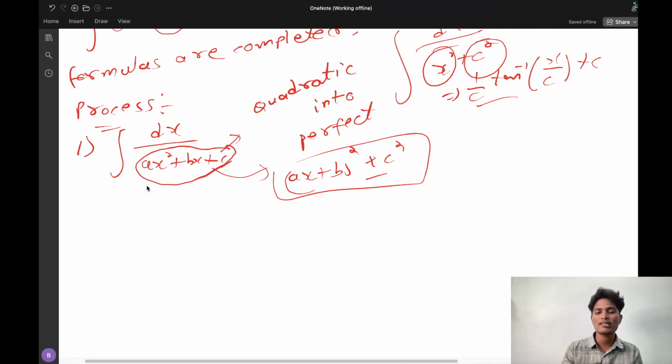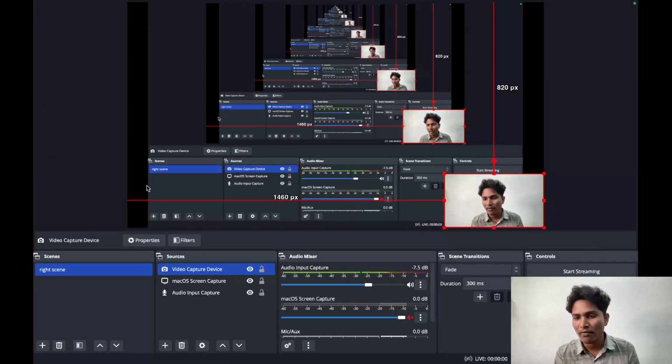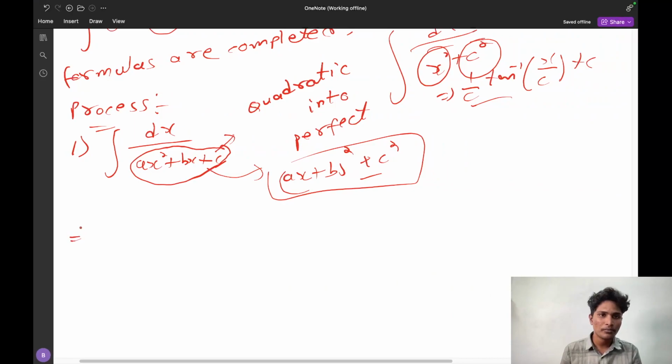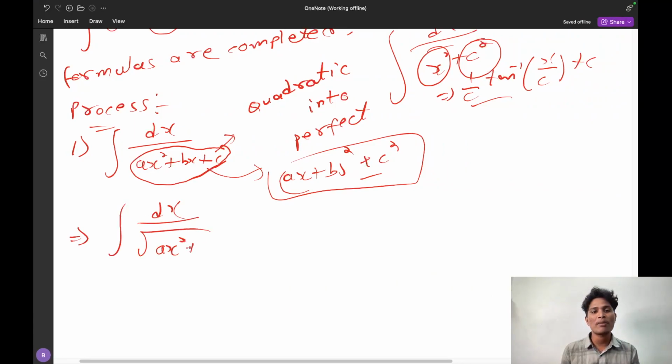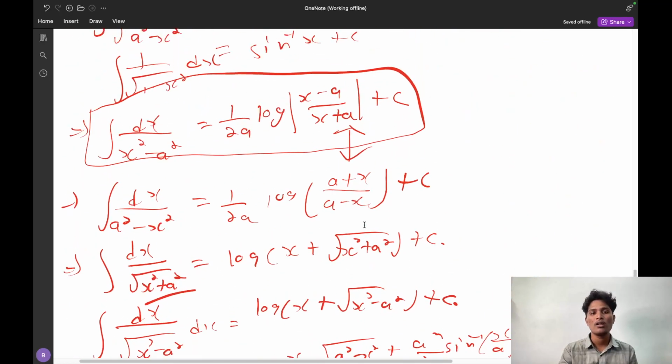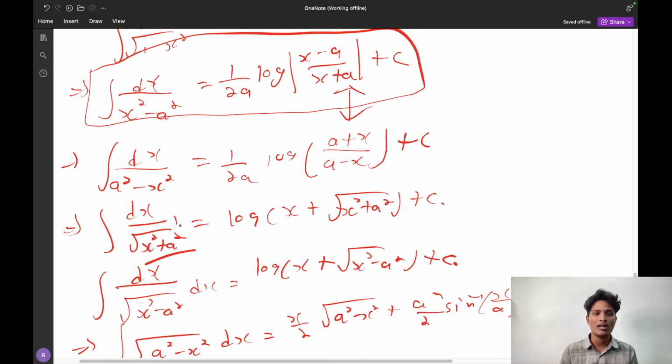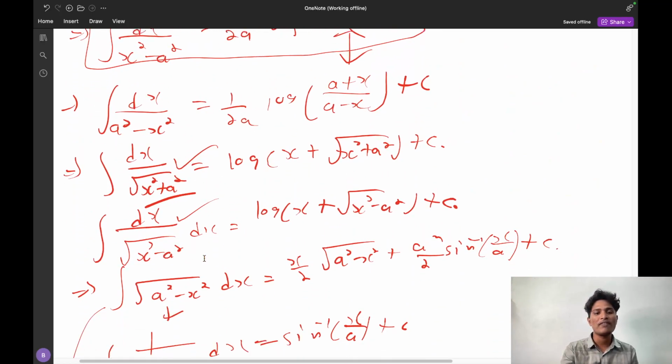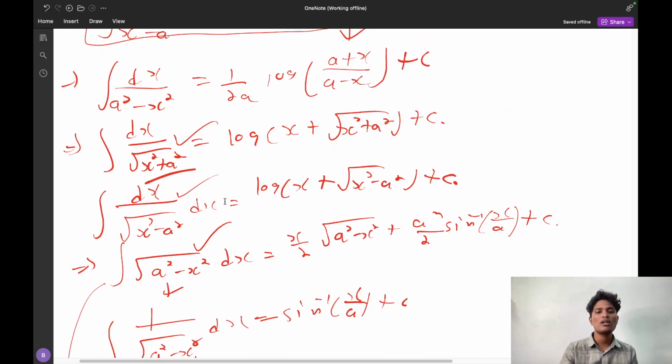For that purpose only we are writing this. And if it is integral dx divided by ax square plus bx plus c, or integral divided by root of ax square plus bx plus c, it is again the same. We have to just convert this into a perfect square, and we have to use the root formulas, whatever root formulas I said. And if it is a numerator, there are root formulas for that too. So like this you have to use them.